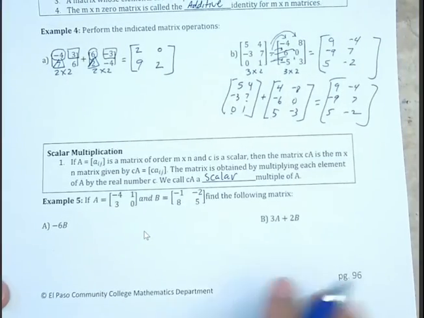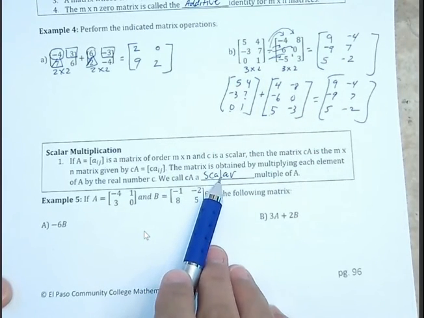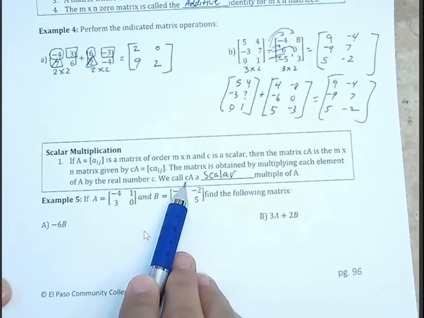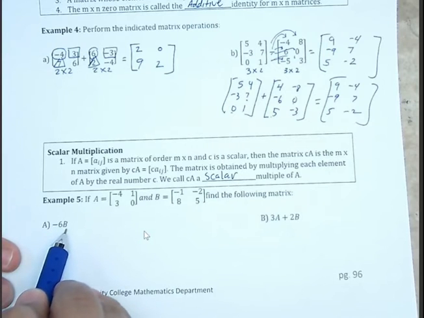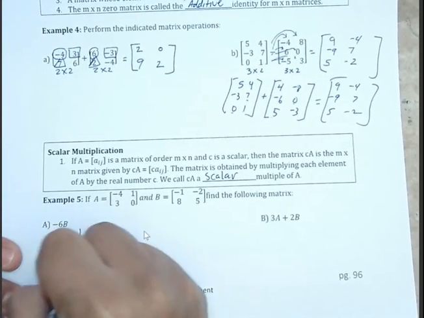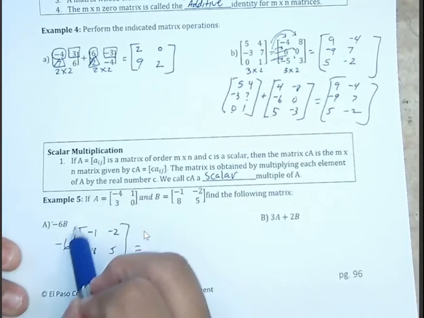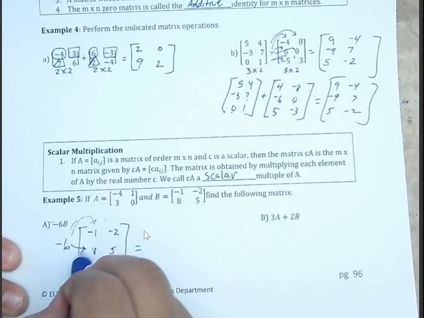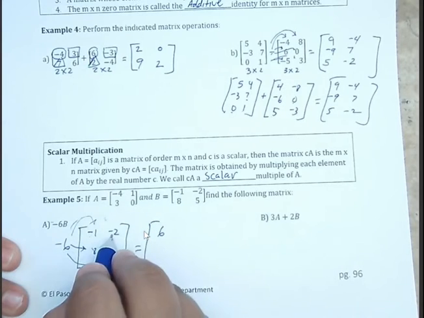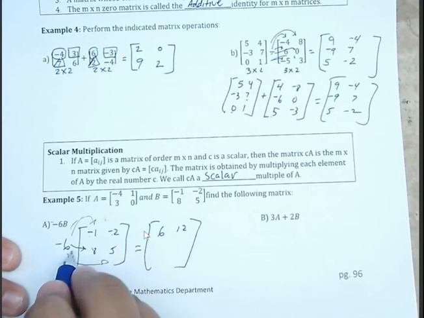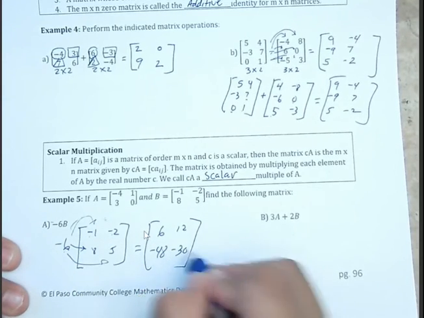So what we did above is we multiplied by negative 1 to all the matrix. And when we do that, this is called scalar multiplication, which means that you're taking a number, multiplying the whole matrix by it. So here it says multiply negative 6 times B. So I'm going to write down B. And so we're just going to multiply everything by this negative 6. So negative 6 times negative 1, positive 6, negative 6 times negative 2, positive 12, negative 6 times 8, negative 48, negative 6 times 5, negative 30.